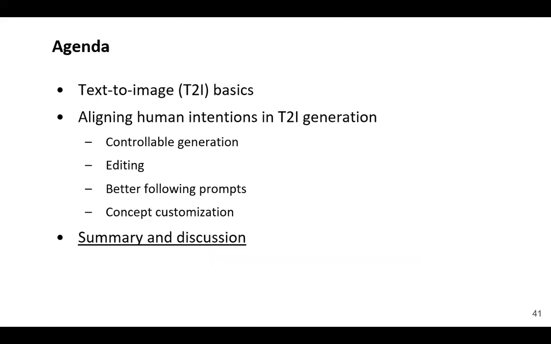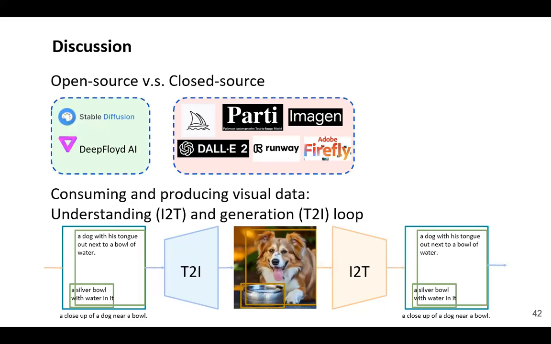a similar goal of concept customization. So finally, as a quick summary, in today's presentation we talked about the following 4 aspects of related work in alignment in text-to-image generation: starting from controllable generation, editing, better following text prompts, and concept customization. I would like to quickly end with some interesting discussion, or more like an observation.